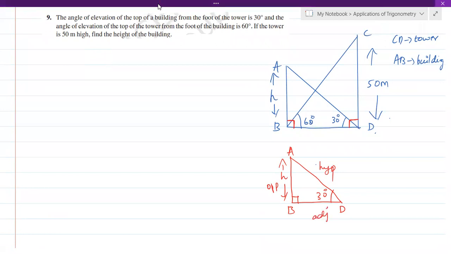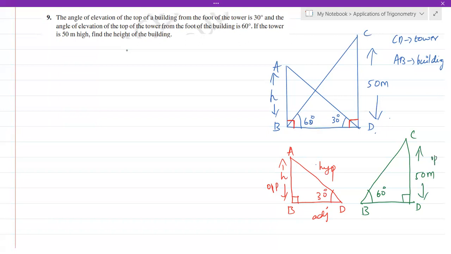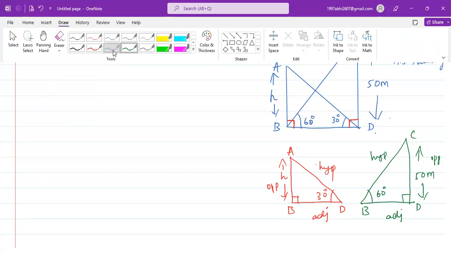The other right angle triangle is CDB. So you got another right angle triangle like this, CDB. Here D is 90 degrees and the angle here is 60 degrees, and this value is given as 50 meters. From the figure, this will become the opposite side, and this is hypotenuse, and this is adjacent. Again, there are two right angle triangles, and very clearly BD is the common side. BD belongs to both the triangles. So in both the triangles, we are going to find BD and equate it. That's what we are going to do. All these problems are of the same type.